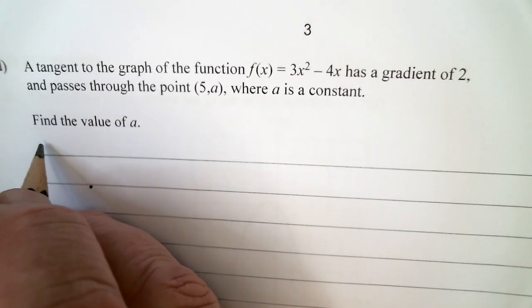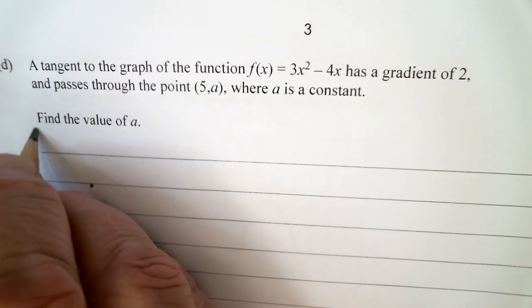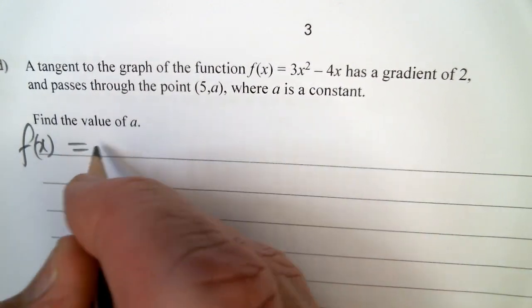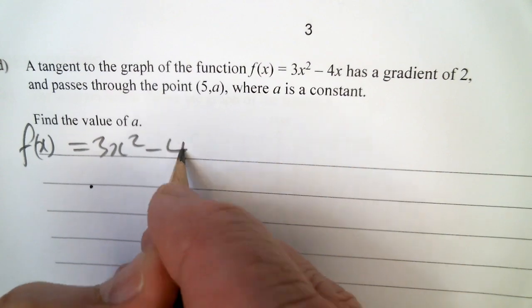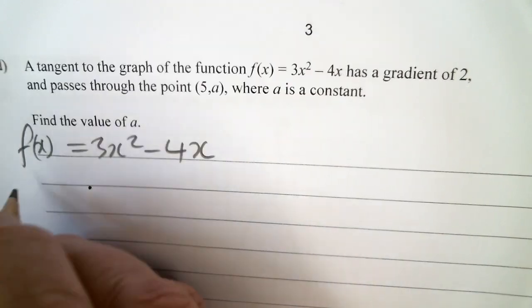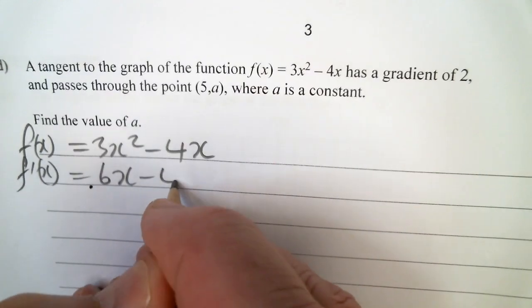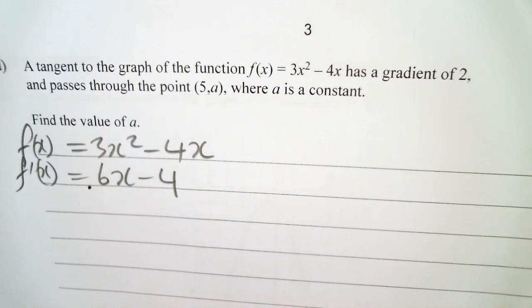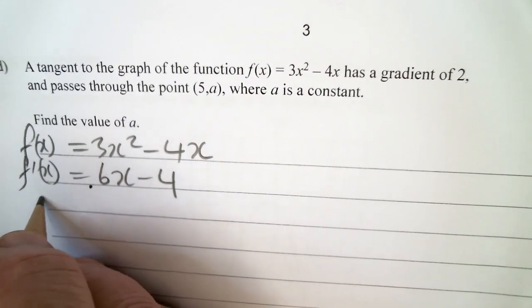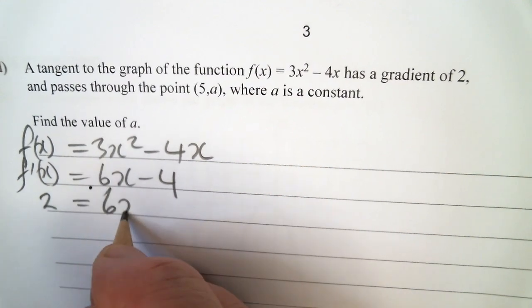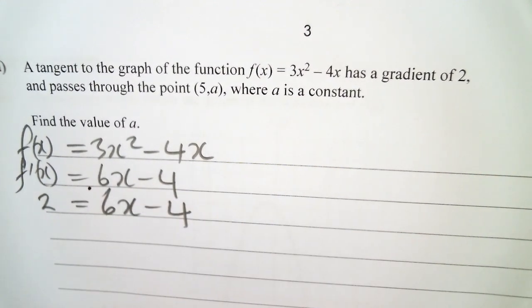To do that, we're just going to go, f of x is 3x squared minus 4x. I'm going to differentiate to find the gradient function, f prime x, which is 6x minus 4. Now I'm going to say, let's make this 2. So this whole thing is 2 now. What we're doing is finding the value of x when the gradient is 2.